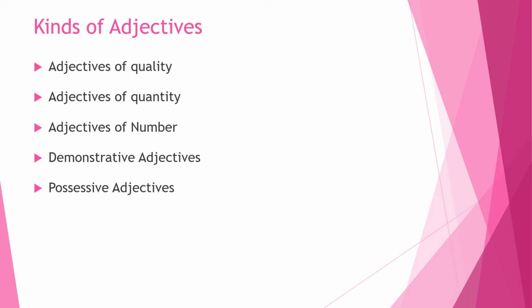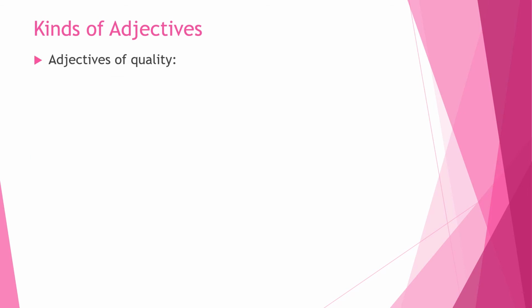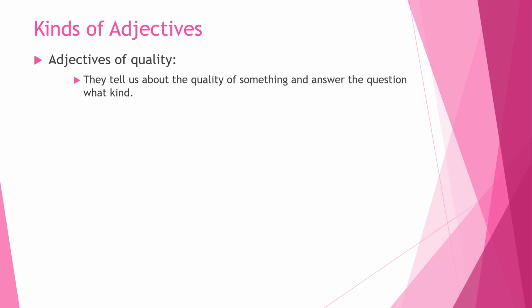Now we are going to learn what are the adjectives of quality. Adjectives of quality tell us about the quality of a noun or something, and they answer the question, what kind? Let us see it in an example.